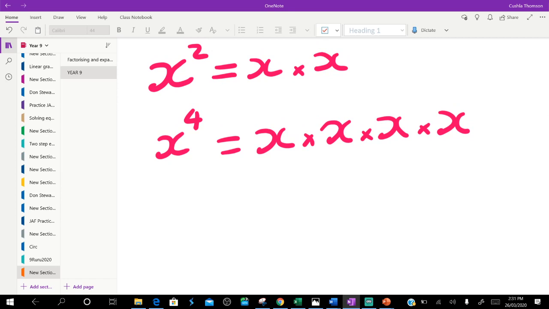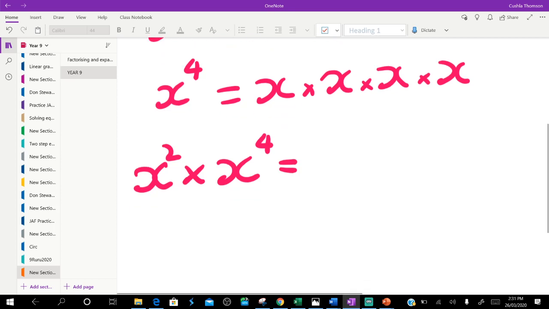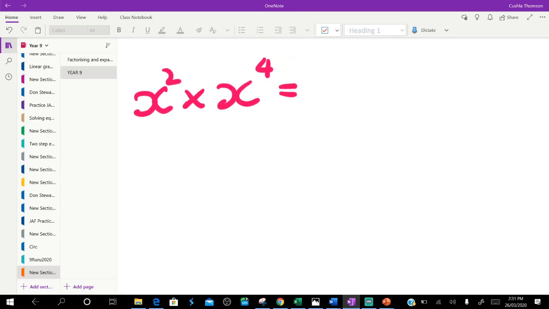Right, so we learnt what we can do when we've got things like this. So x squared times x to the power of 4 will equal what? So type your answer in. Let's see, what have we got? Yep, so guys, type your answer in. Sorry, the lag is quite bad today, but that's okay. We'll get there.